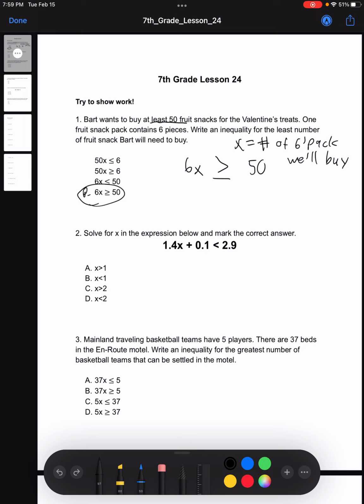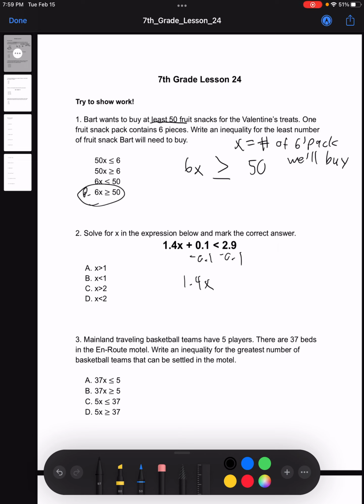Solve for x in the expression below and mark the correct answer. When you're working with inequalities, or less than or greater than signs, they pretty much work the same way as an equal sign, except that if you divide or multiply by a negative number, you'll have to flip the greater than sign to the other side. So keeping that in mind, we can go about solving this as any other algebraic equation with an equal sign. What we do first is subtract 0.1 on both sides.